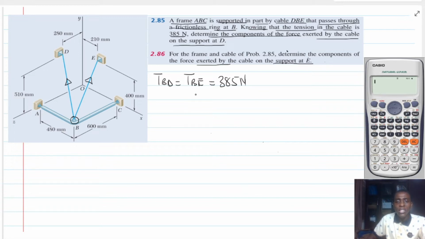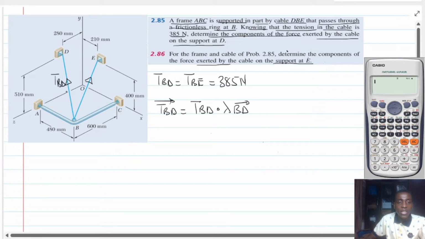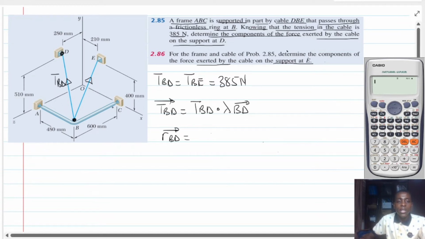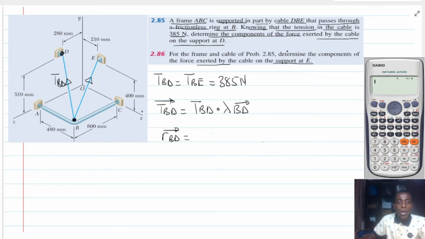Now, if I want to convert this force into space, vector TBD is going to be the scalar BD multiplied by a unit vector along BD. In other words, the tension BD is joining these two points, and so I will walk from B to D and describe a unit vector. First of all, let's define a position vector BD. I want to walk from B to D. This is how we do the walking.